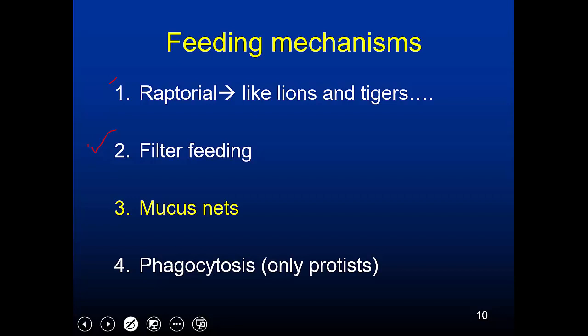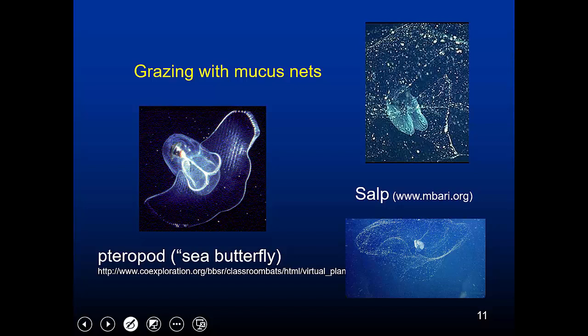The third mechanism that we're going to talk about today is mucus nets. And these are put out by organisms like salps that we talked about, and pteropods. Basically, as the name implies, nets are spun out into the water, and they catch the prey, and then the animal pulls them back in to capture the prey and, of course, eat it. That's basically what a mucus net is, a very different way of catching prey. And again, it has implications for what size of prey these organisms can get after.